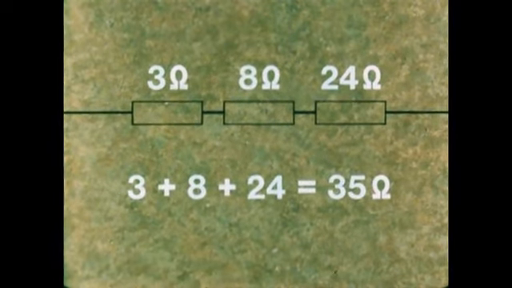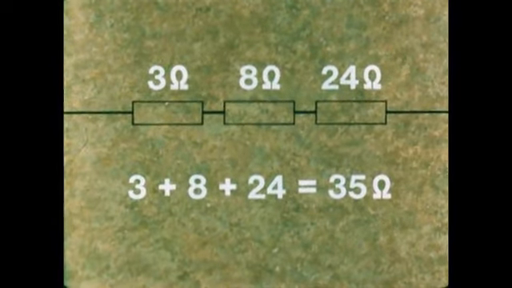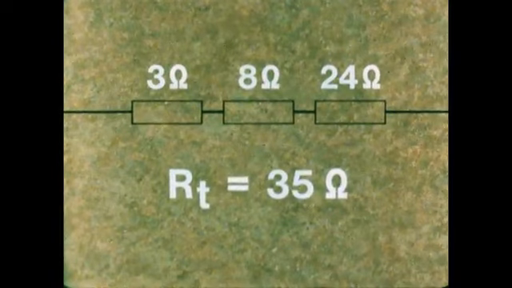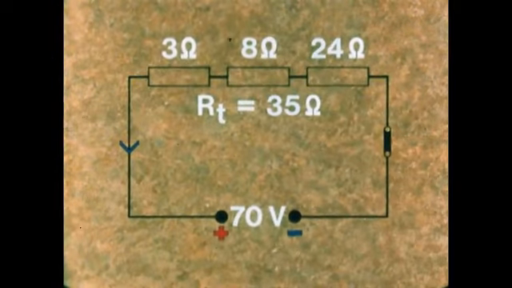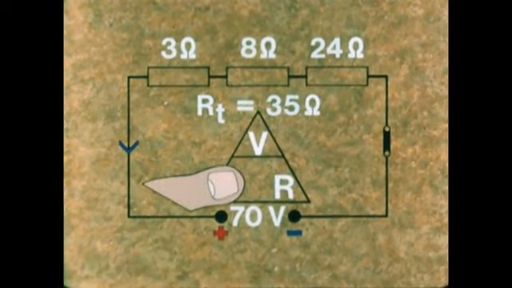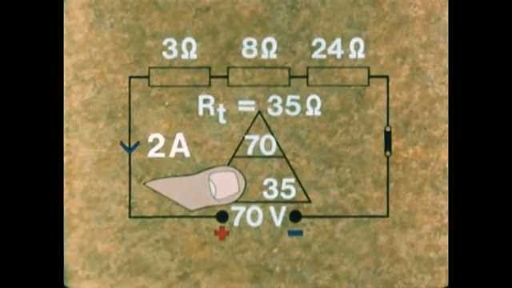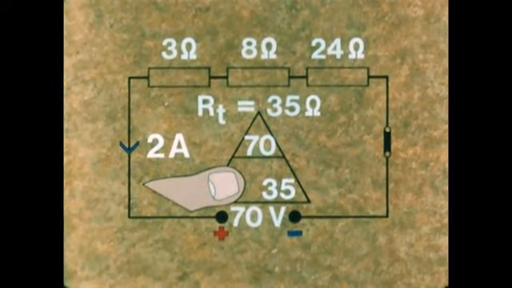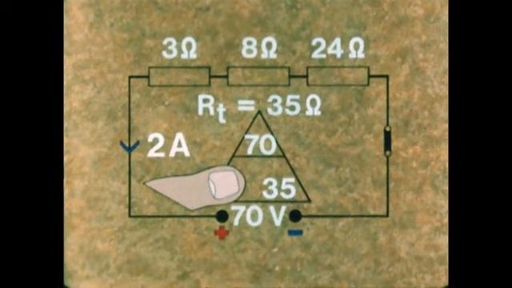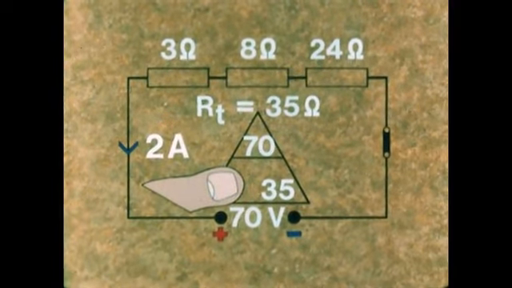To get the combined resistance of resistors connected in series, you simply add the individual values together. So R1 plus R2 plus R3 equals RT equals 35 ohms. This combined resistance can now be used with Ohm's law to calculate the current in the circuit. 70 divided by 35 equals 2 amps. And this same current of 2 amps flows through each of the resistances. So with series resistances, RT equals R1 plus R2 plus R3 and so on.